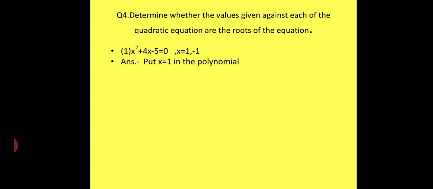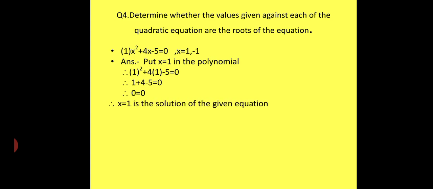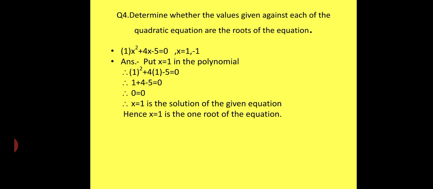Put x equal to 1 in the polynomial. Therefore 1 square plus 4 into bracket 1 minus 5 equal to 0. As we know that 1 square is 1, plus 4 into 1, 4, minus 5 equal to 0. 5 minus 5 equal to 0. We will get LHS and RHS same. Therefore, x equal to 1 is the solution of the given equation. Hence x equal to 1 is one root of the equation.